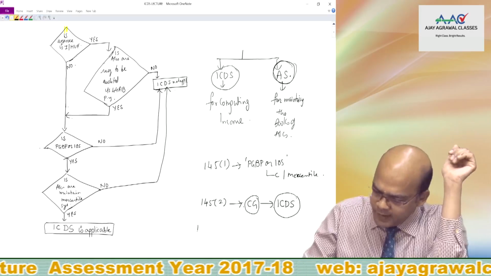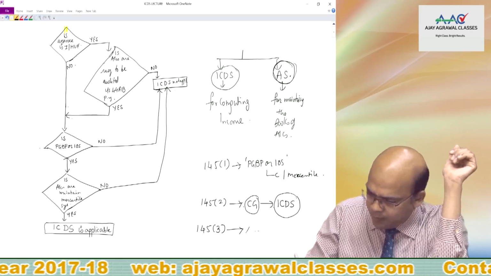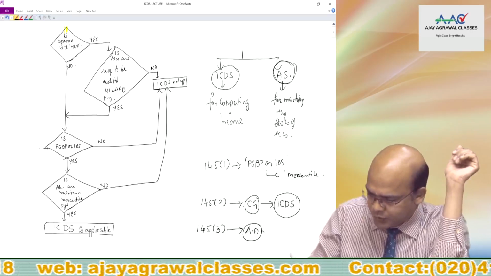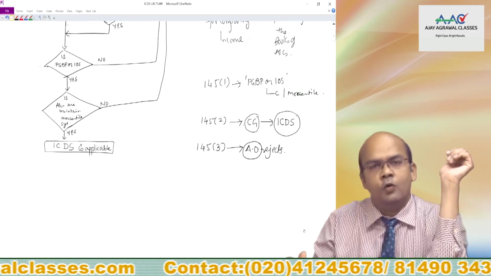And 145 subsection 3 is nothing but it says that the AO may reject your books of accounts. What are the consequences that we are discussing? So don't forget the link.